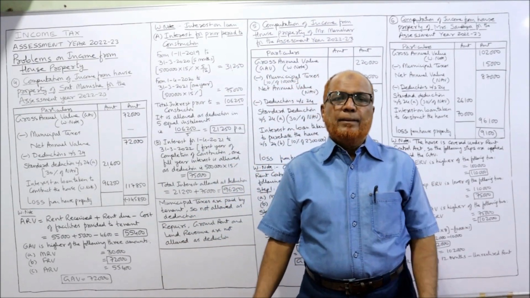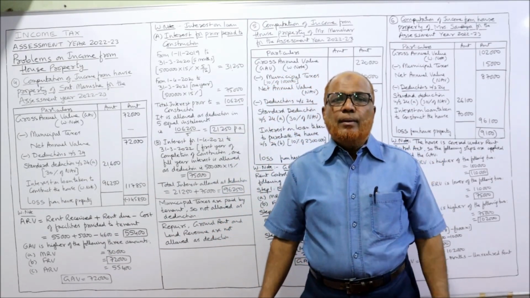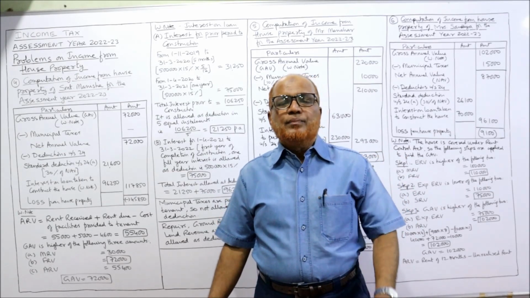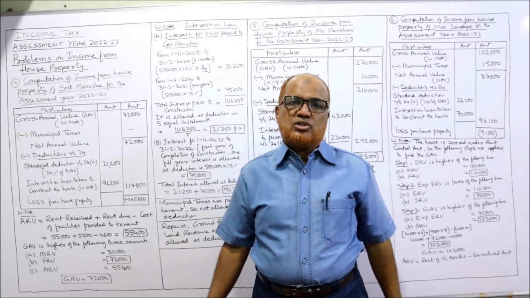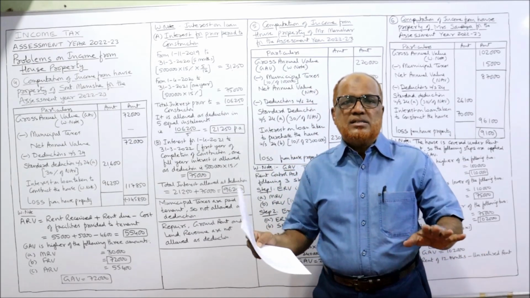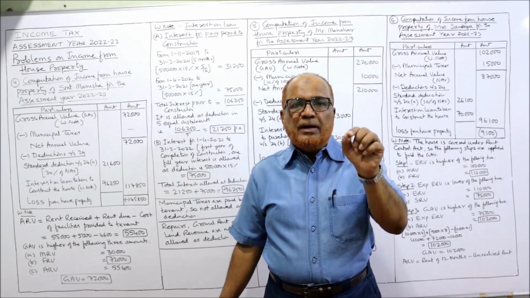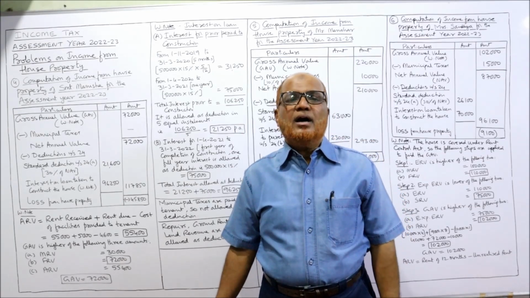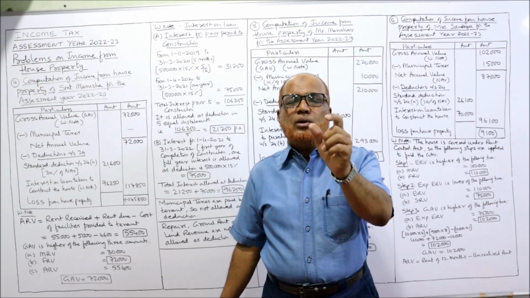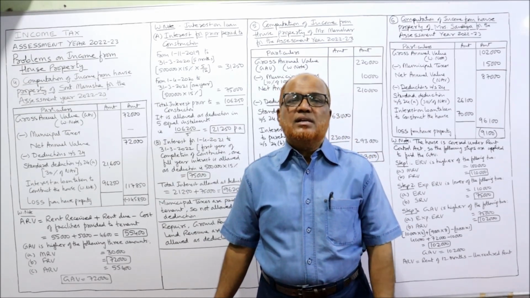Now this is the new point. Some services are provided by the landlord, the owner, to the tenant, but no separate charges are charged. In the previous problem we have seen some service charges are charged by the owner. But in this problem, no separate service charges are taken from the tenant. That means this cost of facilities should be deducted from ARV. To get the ARV, we write ARV is equal to rent received plus rent receivable minus cost of facilities provided.